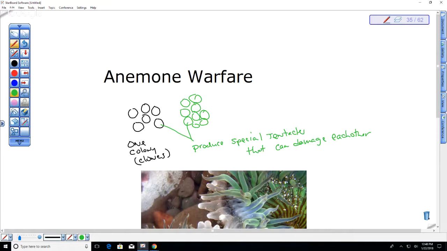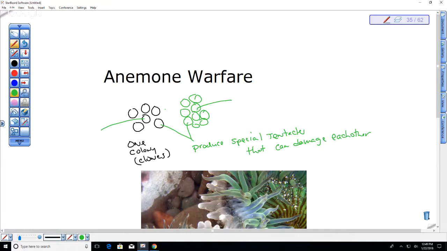The interesting thing is that the ones on the inside do not, right? Even though these polyps are clones, all genetically identical, the ones on the inside do not produce those special types of tentacles. And so there is something about the environment that is affecting gene expression. Genes are being turned on and turned off. And so it's kind of interesting to see how they are able to detect each other and then cause that much of a genetic change.